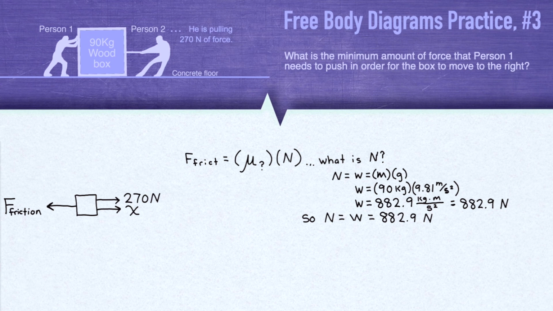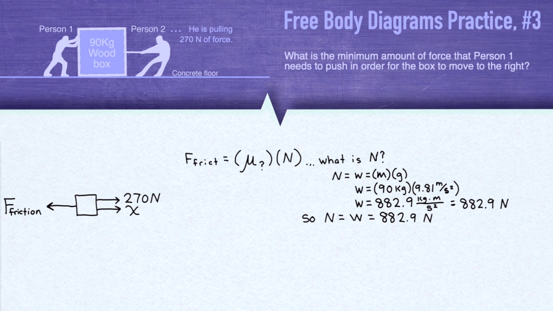And if you remember, the reason why we found the normal force is so that we could solve for this equation right here, the friction force. So we know what N is, which is the normal force. Now we just have to find out what mu is. And the reason, again, why I put a question mark as a subscript for mu is because now we're going to figure out whether or not we need to deal with static friction or kinetic friction.